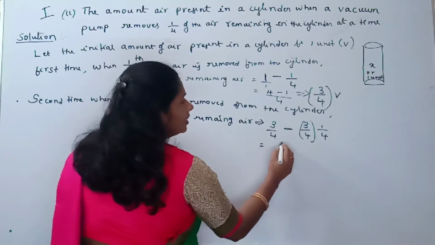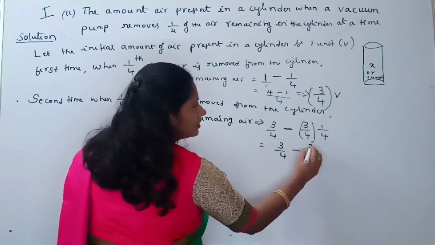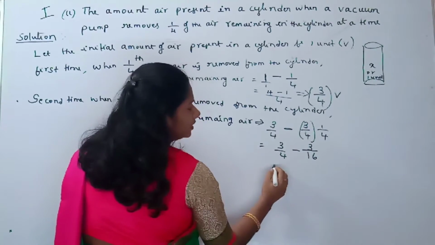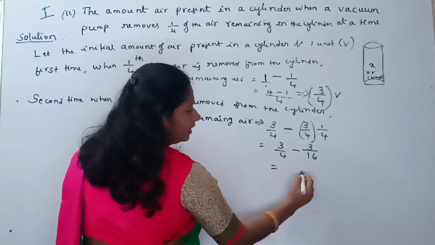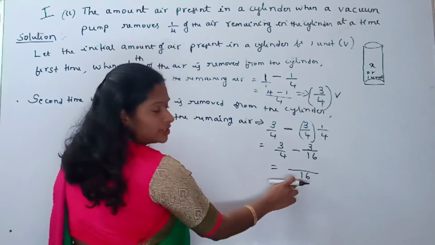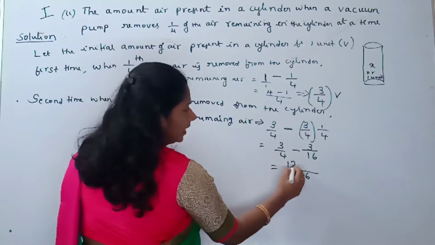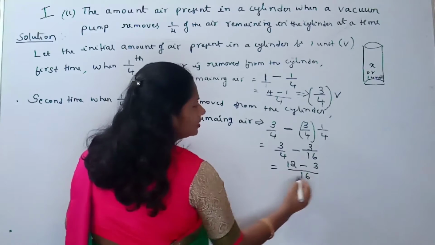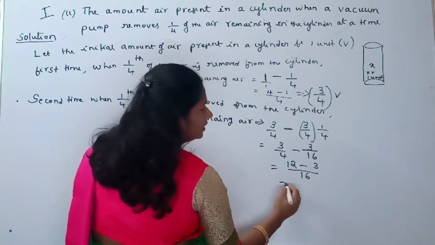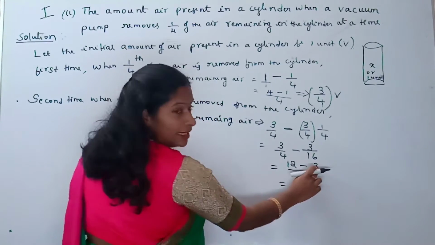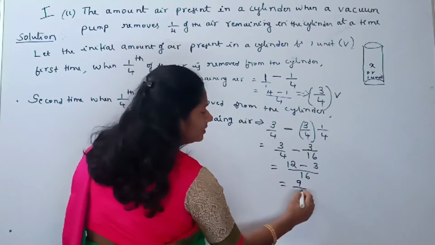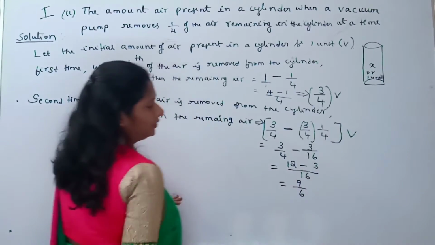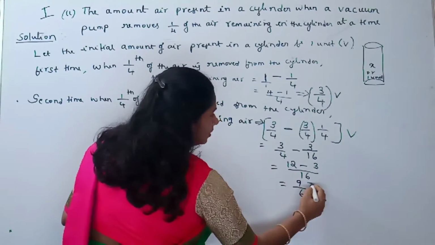So it is how much? So 3/4 minus 3 1s are 3, 4 4s are 16. So that implies how much? 4 and 16, LCM is 16, 4 4s are 16, 4 3s are 12 minus 16 1s are 16, 1 3s are 3. So what is the amount left out in the cylinder now, children? So 12 minus 3, that is 9/16 of that V, isn't it? So let me take that as V. So how much it is?